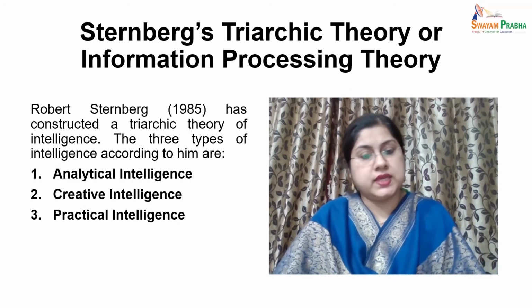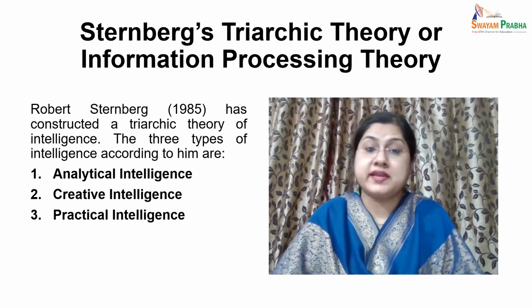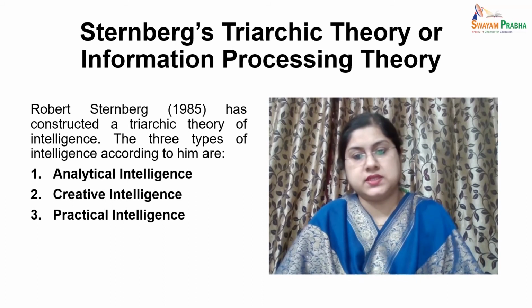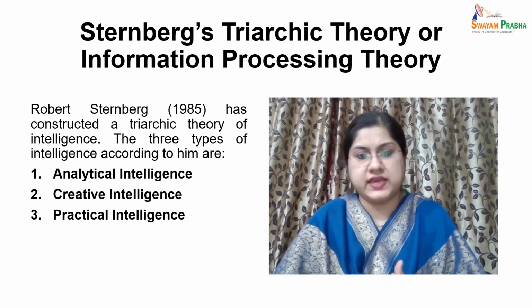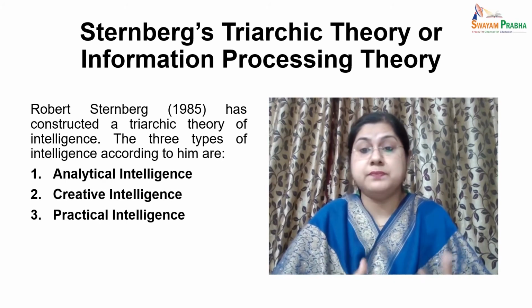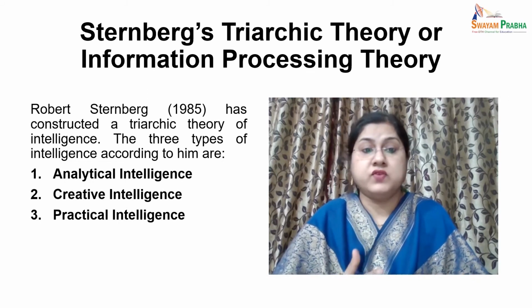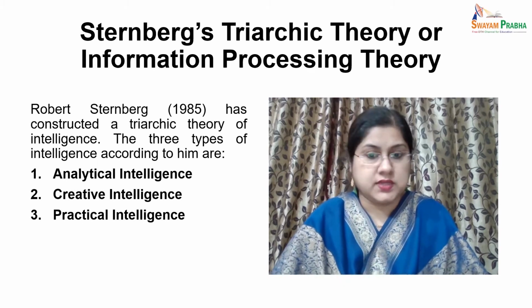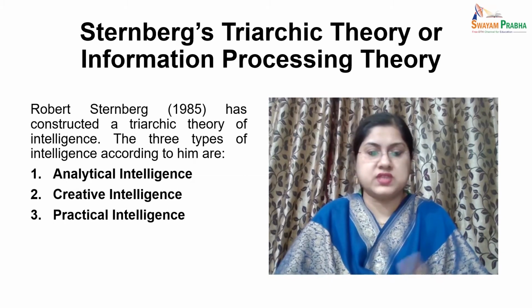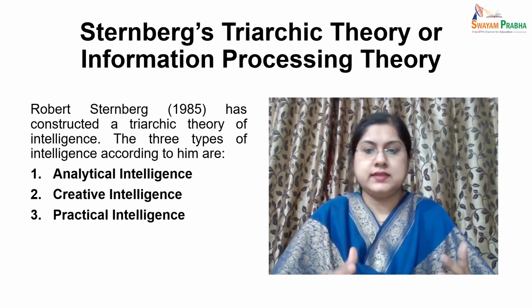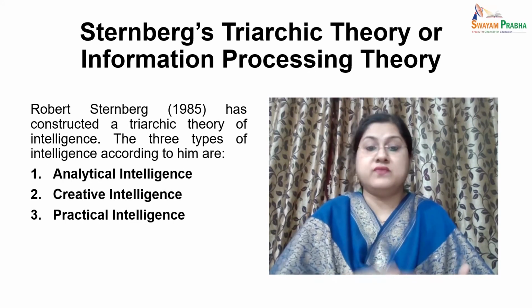Then the next theory in this cognitive theories category is Sternberg's triarchic theory, or information processing theory of intelligence. Robert Sternberg, a psychologist, in 1985 constructed a three-pronged, or triarchic, theory of intelligence. When he gave this theory, he said that the construction of intelligence comprises three types.